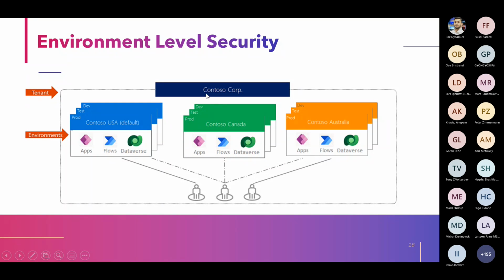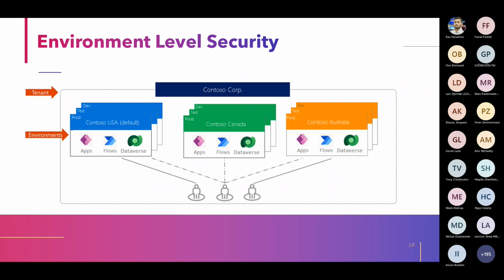So once you get the access of a Dynamics 365 application, unless or until you are added to the particular security group associated with the environment, you will not have access to that environment. Okay, so that means you can have the access of the Contoso USA environment, but you don't have access to the Canada unless or until you are added into the security group. Okay, so by using security group, you can manage the environment level security as well.